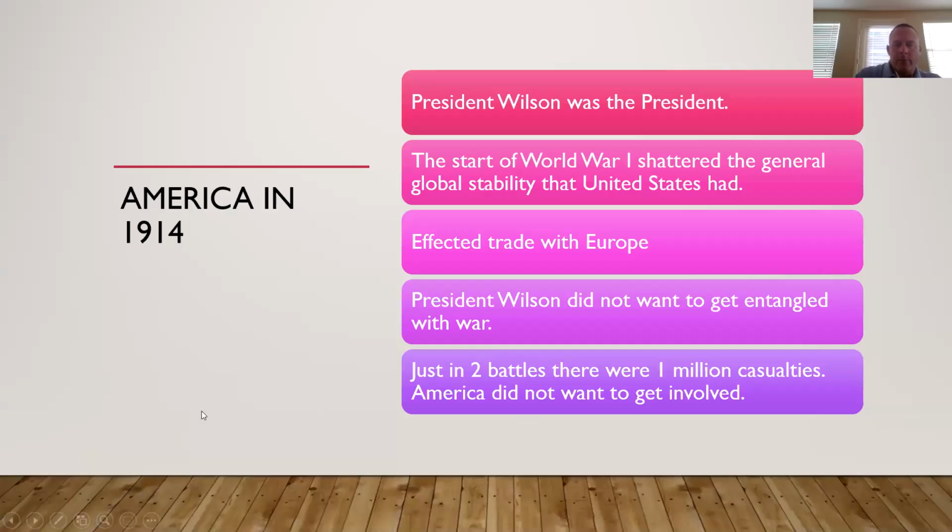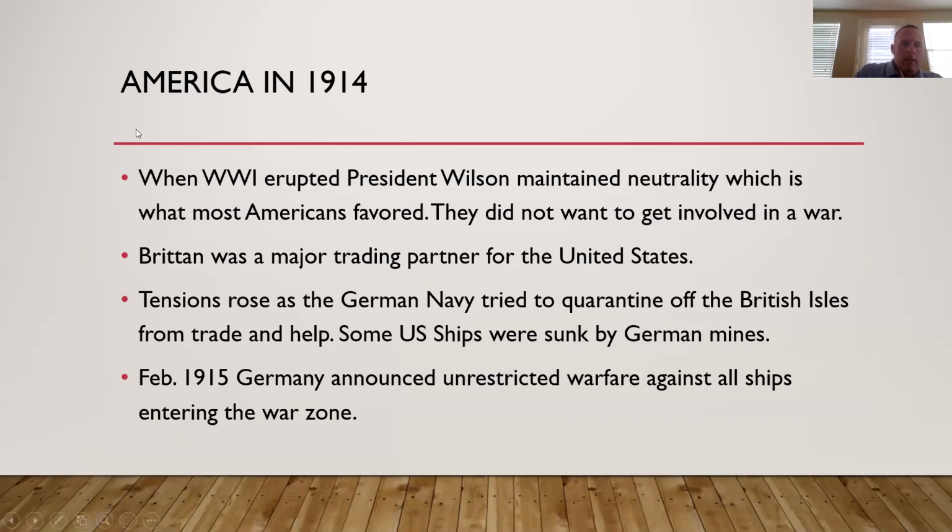Just in 2 battles, there were 1 million casualties. America did not want to get involved. World War I erupted. President Wilson, like I said, maintained neutrality, which is what most Americans favored. Britain was a major trading partner with the U.S., and tensions rose as the German Navy tried to quarantine off the British Isles from trade.